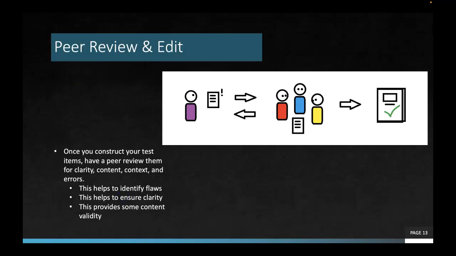Finally, you want to construct your test and then have peers review them. You want your peers to look for clarity. Does it make sense? Does it read right? Content, is it correct? Context, and then errors. This helps to identify flaws. It helps to ensure some clarity. When somebody else is reading it, does it make sense to them too? You have been living with this content and this material, and it makes sense to you, but does it make sense to other people? And then it also provides some content validity, and that's what's really important as well.